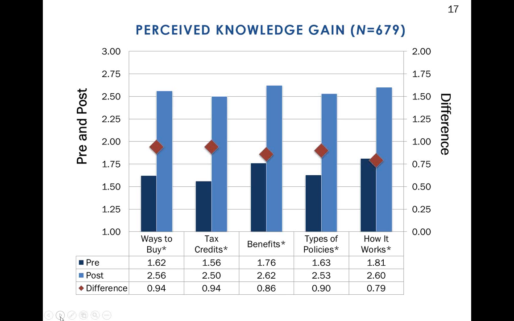These findings suggest that there was an impact on knowledge of key content areas, with the greatest knowledge gain in ways to buy insurance and tax credits, and the lowest knowledge gain in how health insurance works. So you can see for the difference in ways to buy, this was an increase of nearly 1 point on a 3-point scale.